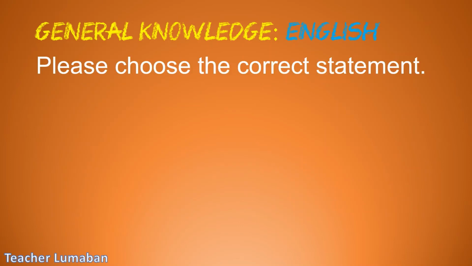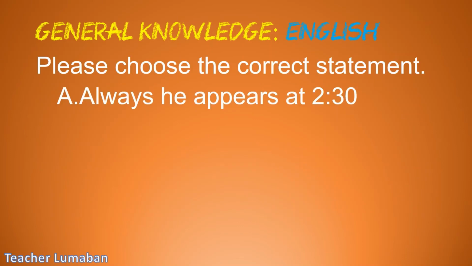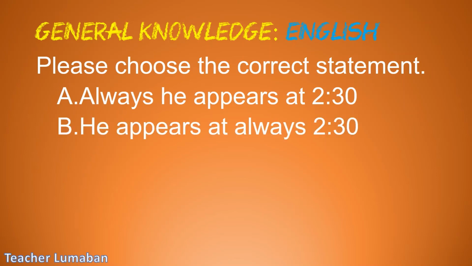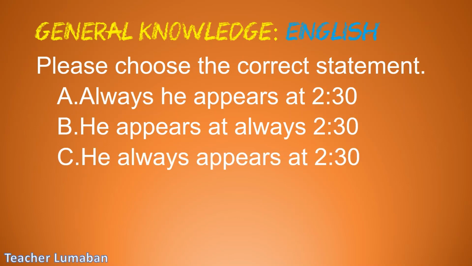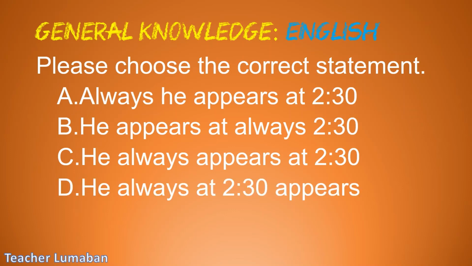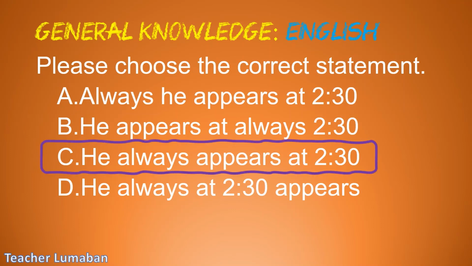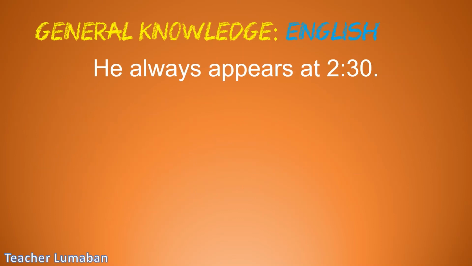Please choose the correct statement. Letter A, always he appears at 2:30. Letter B, he appears at always 2:30. Letter C, he always appears at 2:30. Letter D, he always at 2:30 appears. Choose the suitable answer to the following choices in 5 seconds. 5, 4, 3, 2, 1. The correct answer is the letter C. He always appears at 2:30. The correct statement: he always appears at 2:30.